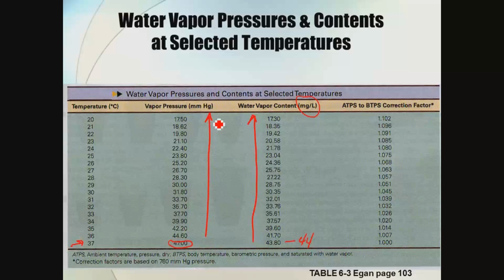These are all assuming that it's fully saturated. So at a temperature, let's say, of 30, at 100% saturation, it would be 31.8 millimeters of mercury, or 30.35 milligrams per liter.